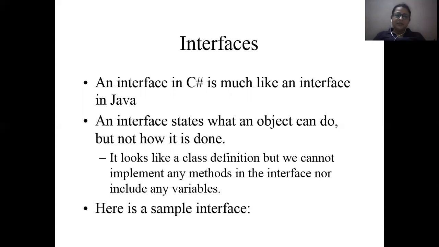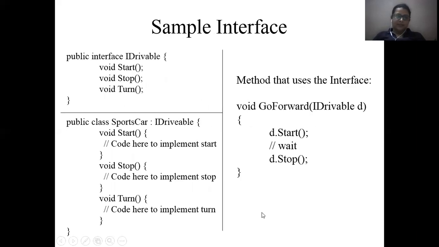Interface. An interface in C# is much like an interface in Java. It is similar to the interface used in Java. An interface states what an object can do, but not how it is done. It looks like a class definition, but we cannot implement any method in the interface nor include any variables. Here we see a specified interface. Here we specified public interface IDrivable, void Start, void Stop, and void Turn.